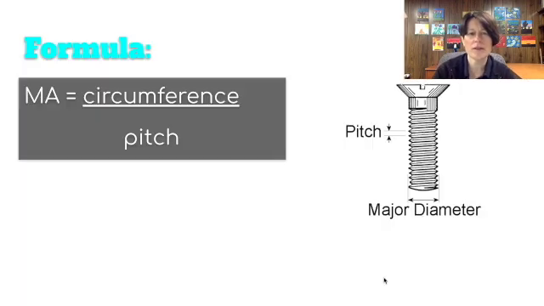So the formula, though, for a screw is different than for an inclined plane. The mechanical advantage is equal to the circumference divided by the pitch. And the pitch is the distance between each of the threads on the screw. And we can find the circumference if we know the diameter of the screw. Remember, circumference is the diameter times pi.